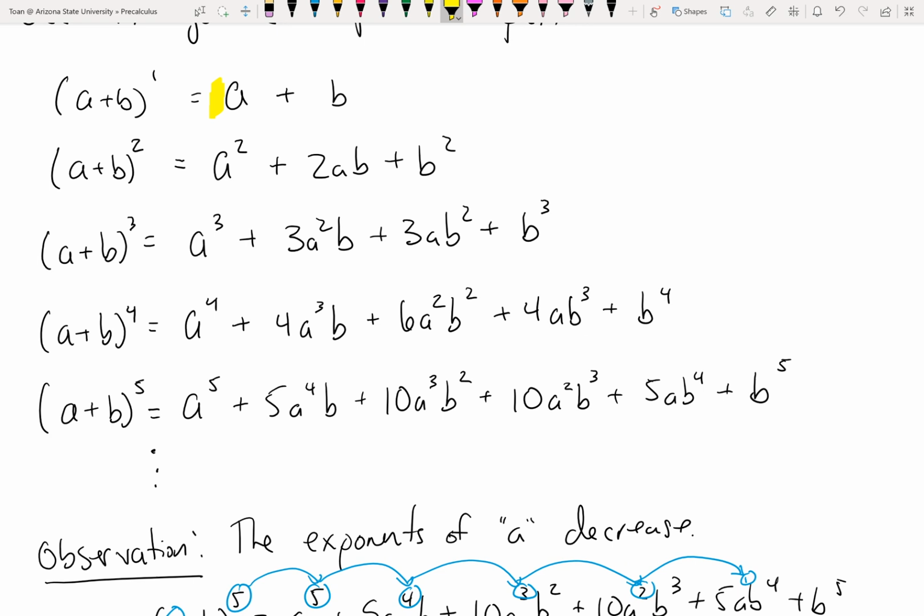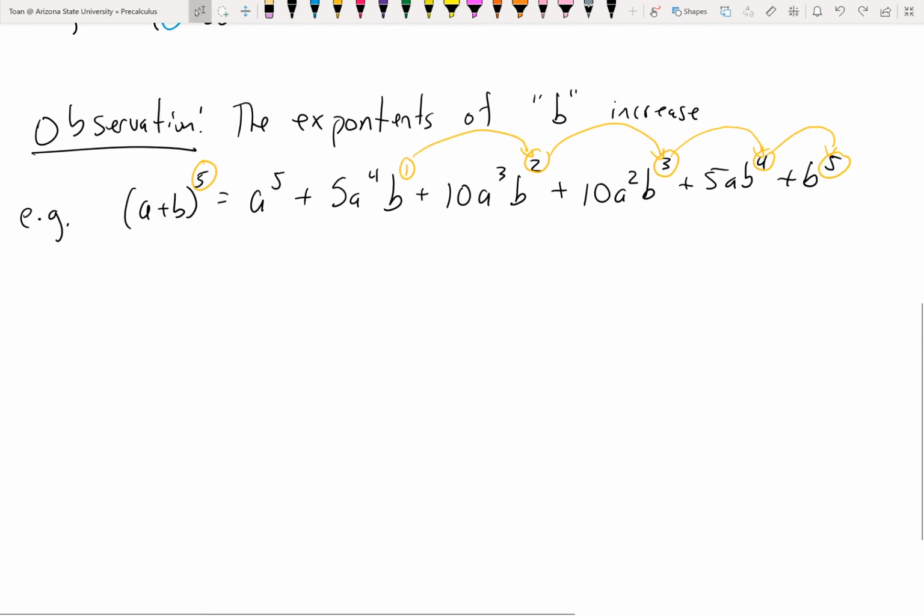So here we have 1 and 1. Here we have 1, 2, 1. We have 1, 3, 3, 1. What I want to do is write those coefficients without the a's and the b's. So let's go ahead and do this. All right. So what about the coefficients?